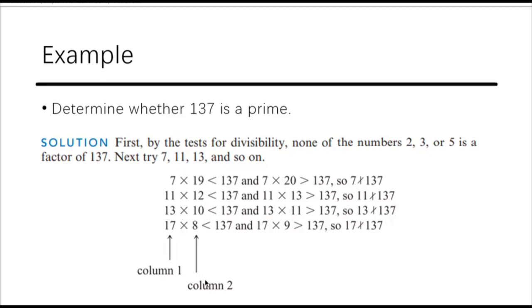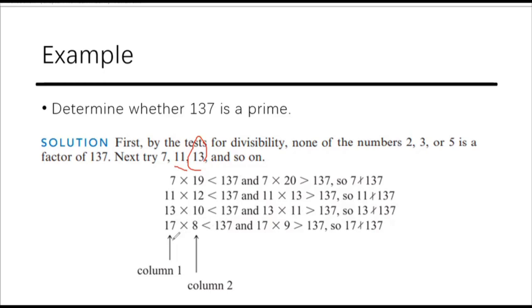Next, check naman natin by 11. 11 times 12 is less than 137. And 11 times 13 is greater than 137. So, 11 is not a divisor of 137. And yung 13, check natin. 13 times 10 is less than 137. That is 130. 13 times 11, that's greater than 137. So, 13 is not a divisor of 137.